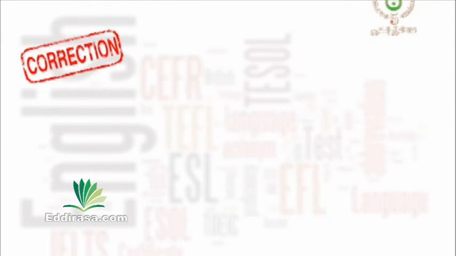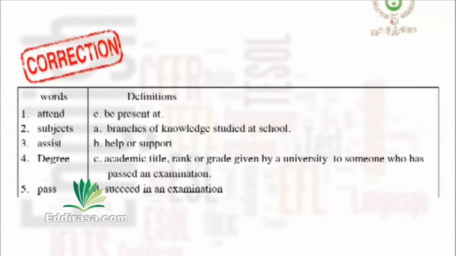To attend is to be present at. Good. Subjects are branches of knowledge studied at school. Okay? The third one, assist, which is to help or support. Degree: academic title, rank, or grade given by a university to someone who has passed an examination. And the last one, which is a verb, to pass, is to succeed in an examination.